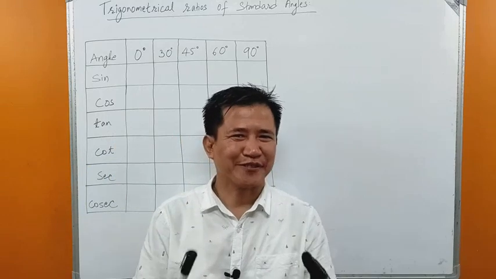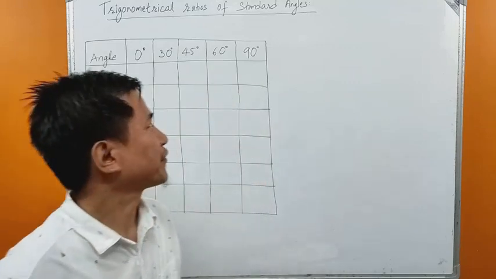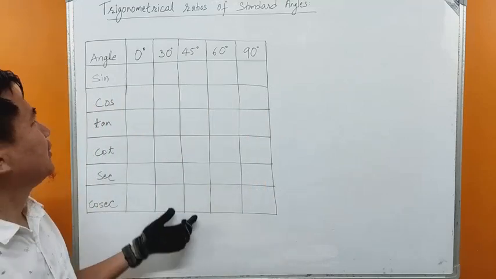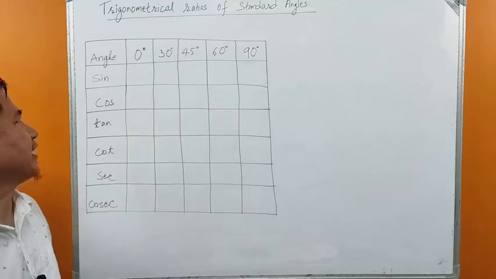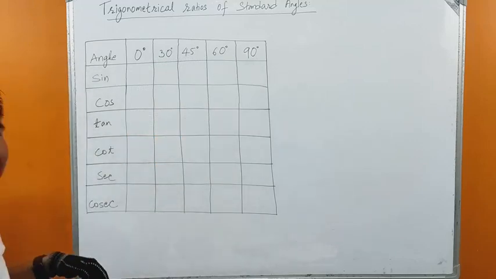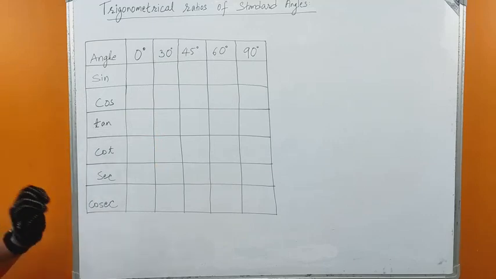So today we will do the trigonometrical ratios of standard angles. Okay, so let's begin. This is the trigonometrical table for standard angles: 0 degree, 30 degree, 45 degree, 60 degree and 90 degree. And these are the 6 trigonometrical ratios: sine, cos, tan, cot, sec and cosec.